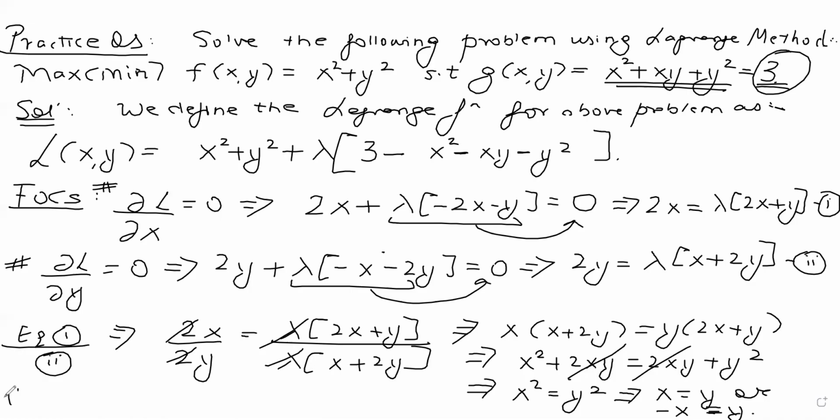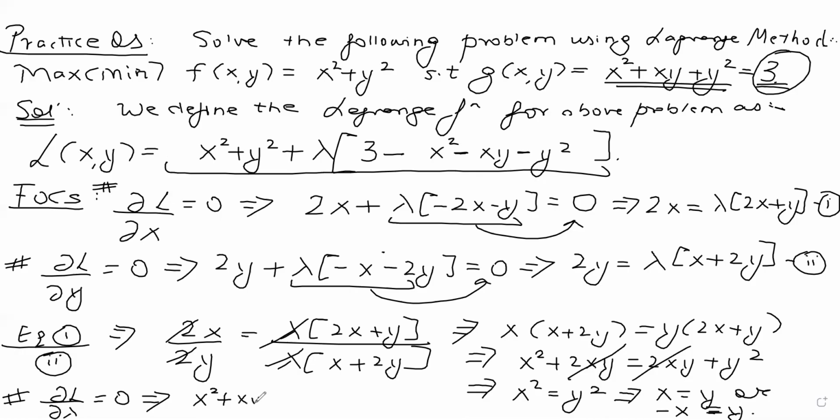Okay, now my third condition is del L by del lambda equal to 0, right? If I differentiate, del L by del lambda equal to 0, I simply get the constraint back, x square plus xy plus y square equal to 2. Now in this particular constraint, I am going to put x equal to y and minus x equal to y. Okay, so I erase the initial part.